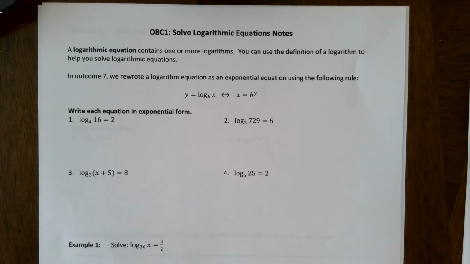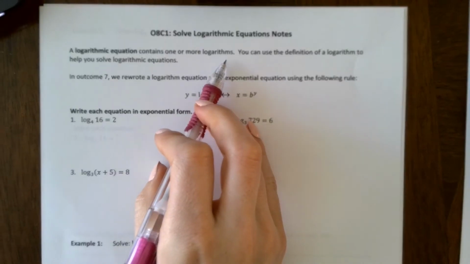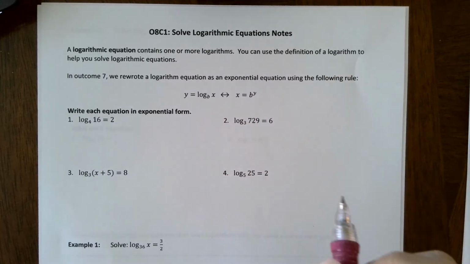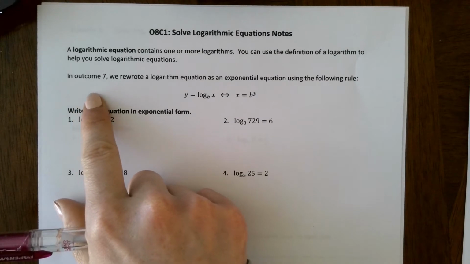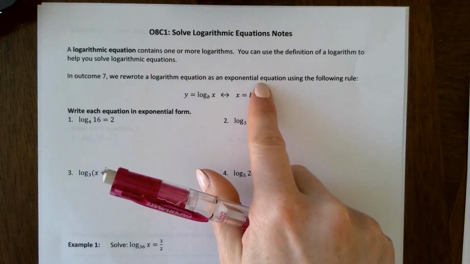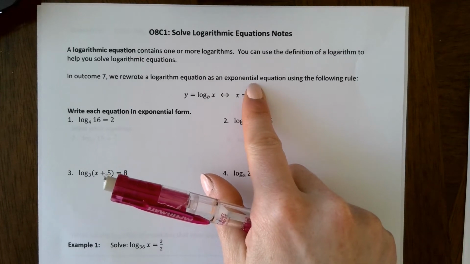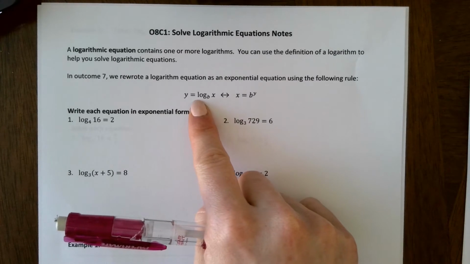Outcome 8, Component 1 is all about solving logarithmic equations. A logarithmic equation contains one or more logarithms. We can use the definition of a logarithm to help us solve these equations. Back in Outcome 7, we talked about how to convert between log form and exponential form, and we're going to use that quite a lot when we're solving logs. So we want to start with recapping how that conversion looks.